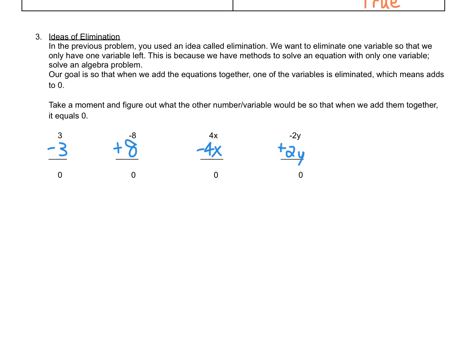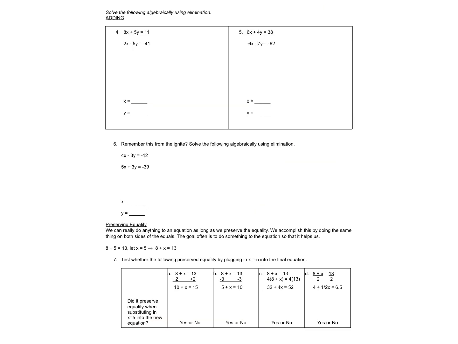If I had a negative, I needed a positive. It had to be the same number and our variable, and one positive, one negative. So let's look at solving these algebraically using elimination. And let's take a look at number 4.